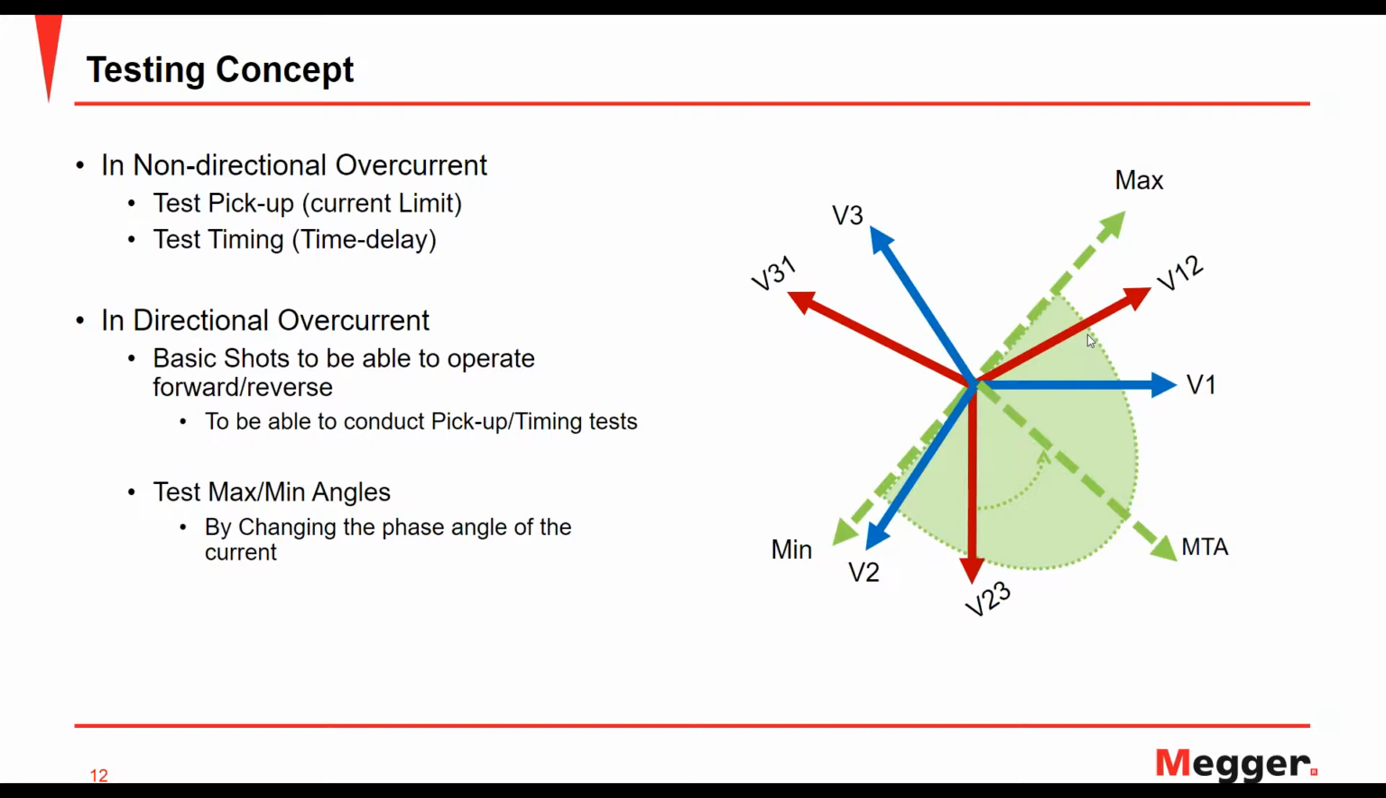And test the pickup, or directional pickup as we call it, for this minimum and maximum angle. Basically, it is done by changing the phase angle from outside my operating region to the inside, slowly increasing it until we get inside and see when exactly this angle is operating. And the same thing for the other angle as well.